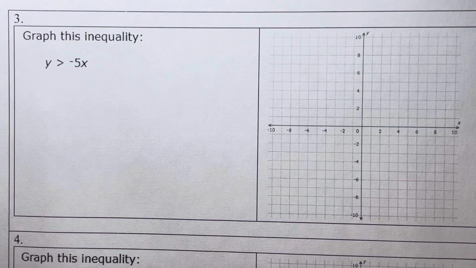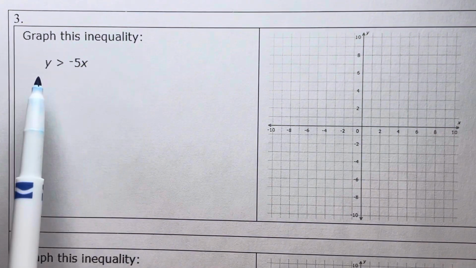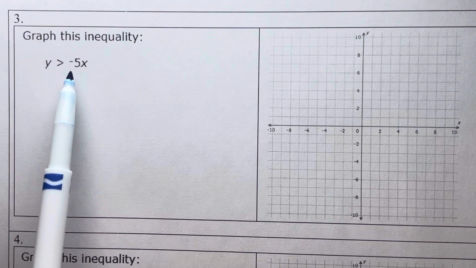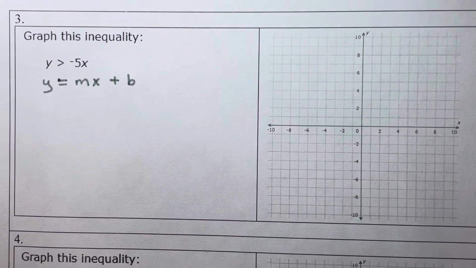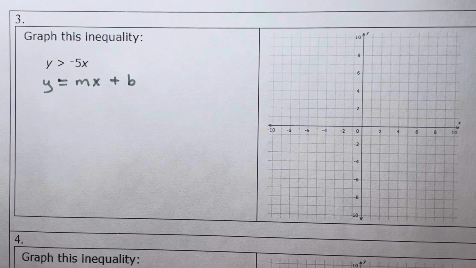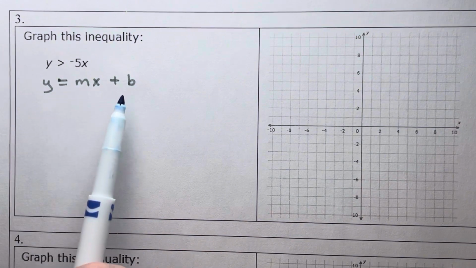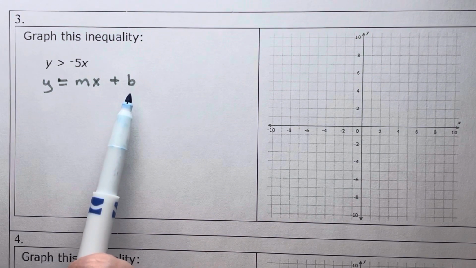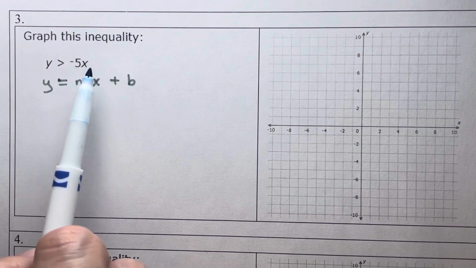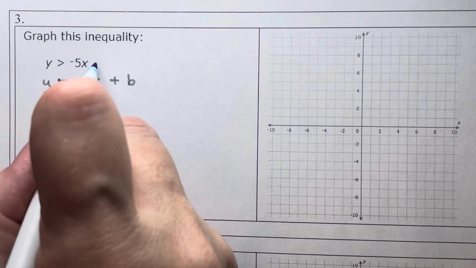Example 3. We're going to graph the inequality y greater than negative 5x. The given inequality is in the slope-intercept format. So that's a traditional format for graphing that we like to work with. However, we see quickly that I don't have a b.